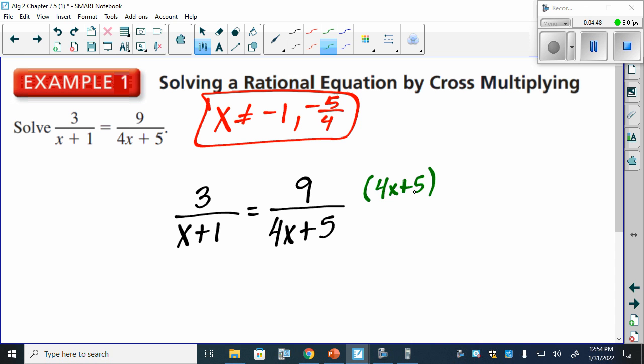Now, the 3 over x plus 1, we would need to multiply it by x plus 1, because the x plus 1 and x plus 1 would cancel. But what we do to one side, we have to do to the other. So we actually have to multiply the whole thing by 4x plus 5 and x plus 1. The reason we're doing this is so that we can get rid of all the denominators. It's going to be easier to solve if we don't have two fractions.